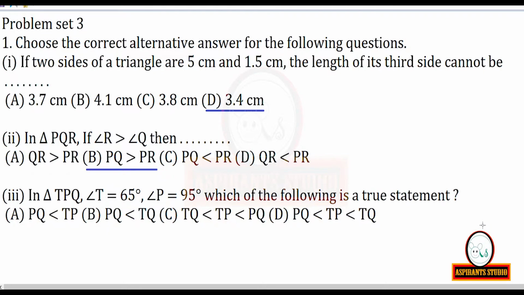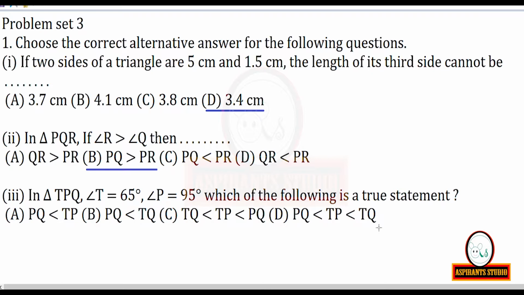Now see the second one. In triangle PQR, if angle R is greater than angle Q, then PQ is greater than PR, because opposite to angle R we have the side PQ, opposite to angle Q you have the side PR. So the side opposite to the greater angle is greater.